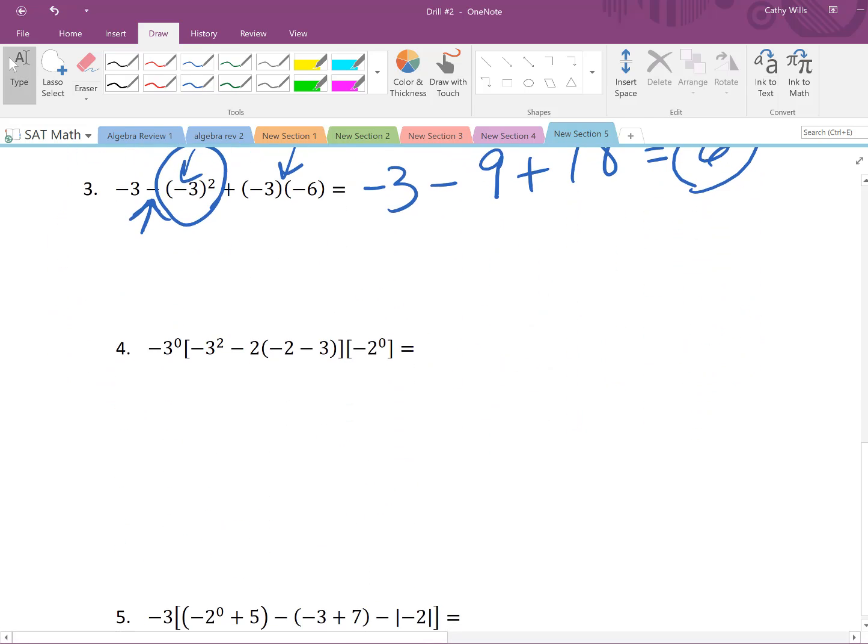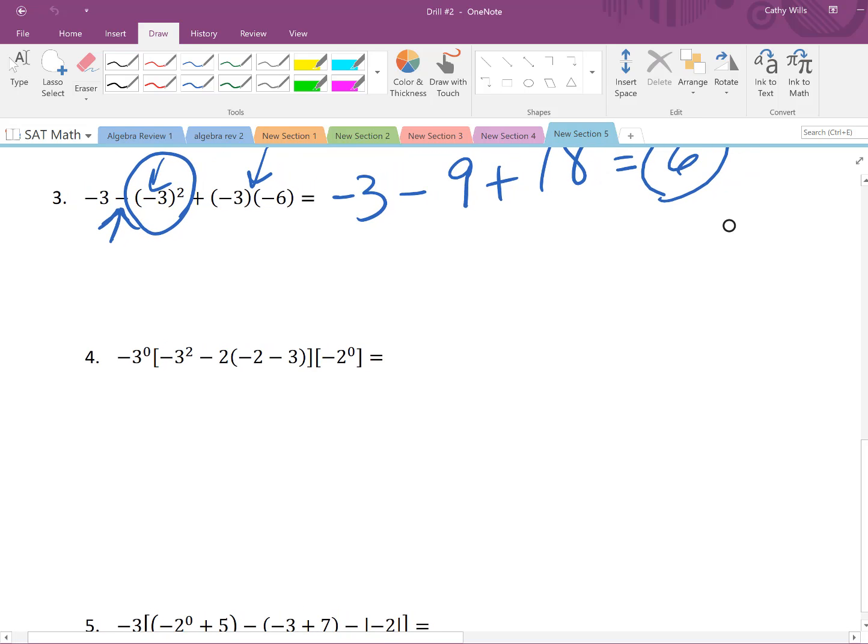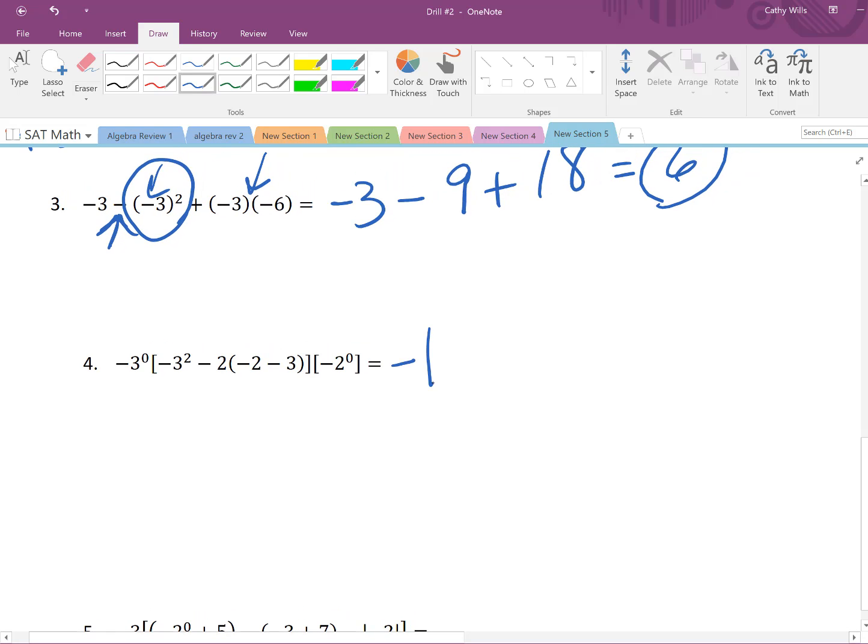All right, number 4. First thing you have is negative 3 to the 0 power. Do the exponent. 3 to the 0 is 1. The negative sign is not affected by that exponent at all, so it just sits there. So negative 1 is in front. Now put your bracket. Negative 3 squared. There's no parentheses here, so the negative just sits there.